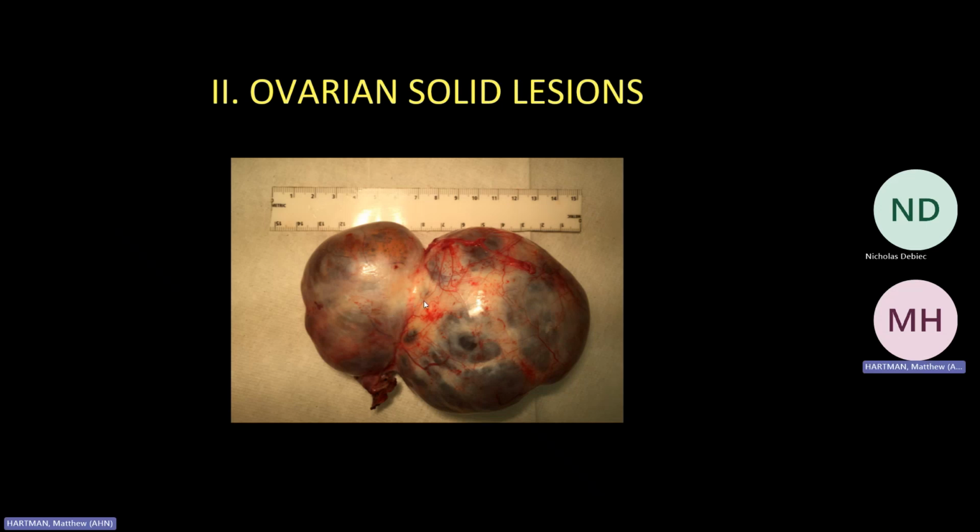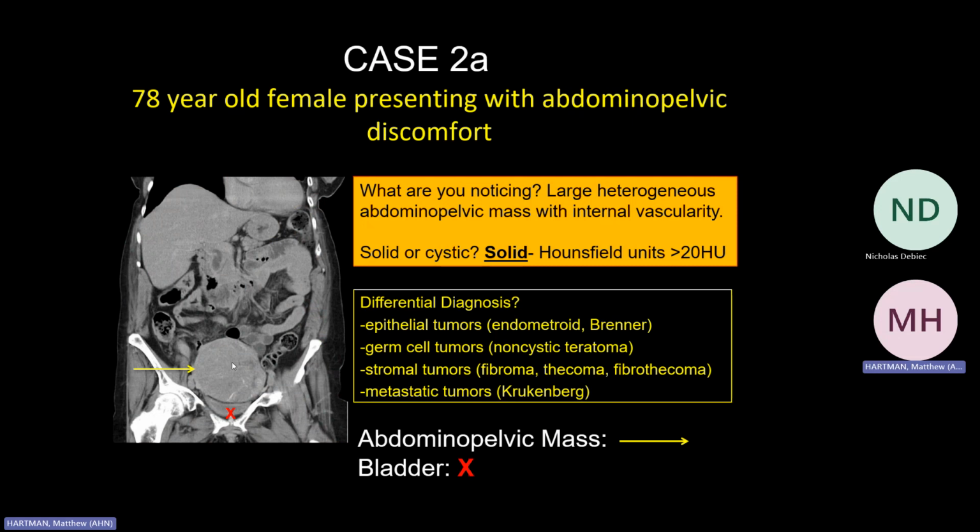Okay, let's switch to solid lesions. So here's a nice gross specimen. Again, looking at it, it can be hard to tell solid versus cystic. But we have X-ray vision and we can look inside and you're like, hey, that looks like it's going to be more than 20 Hounsfield units. That looks solid to me. And we have our differential for solid lesions: epithelial, germ cell, stromal, and Mets. Remember Krukenberg and lymphoma. And there's our bladder.